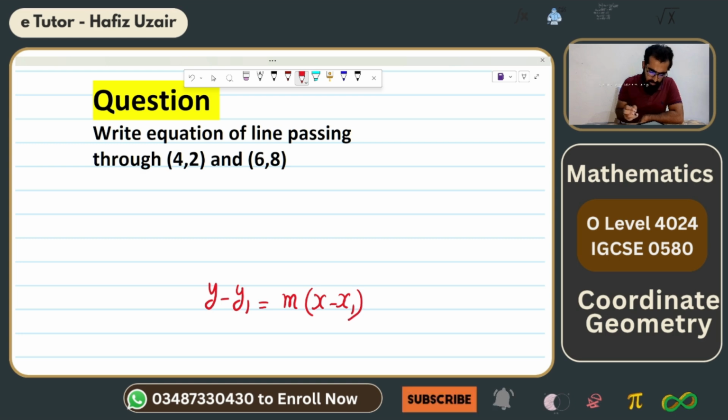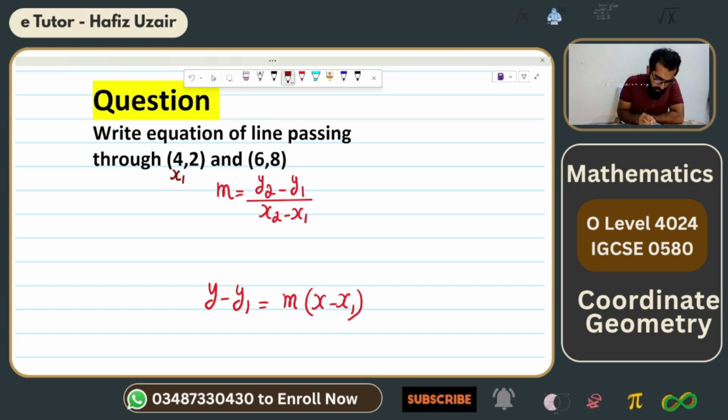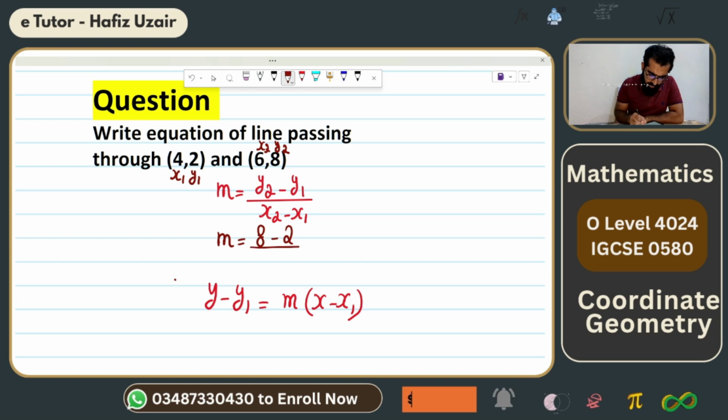First you need to find the value of m, and the formula for m is nothing but (y2 - y1) / (x2 - x1). Now these are 2 points. You can choose any point as (x1, y1) and any point as (x2, y2). I'm writing (x2, y2) over here. Now just substitute the values. So m = (8 - 2) / (6 - 4), which is 6 upon 2. So this will produce 3. The value of gradient is 3.